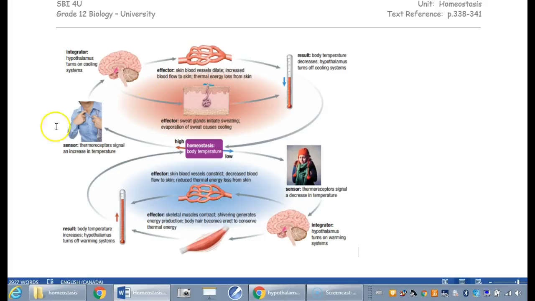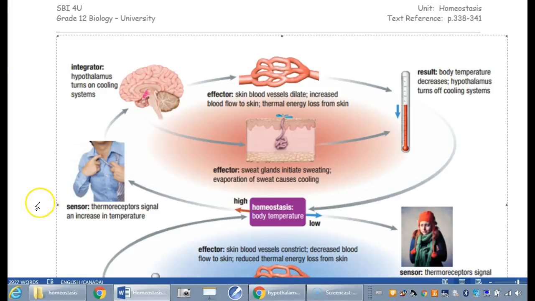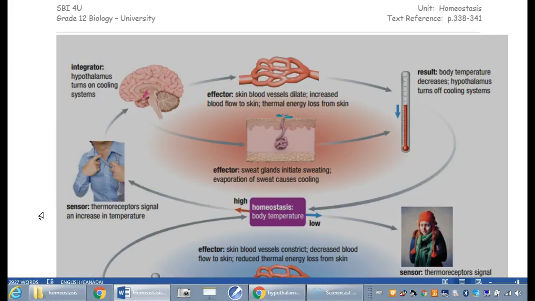And so this is a big diagram. What I'm going to do is zoom in on this upper portion, where we're talking about what happens when our temperature goes above our set point of 37 degrees Celsius, and then we'll look at the second half of this in a bit. If you were in class today, I would be asking you some details about this.